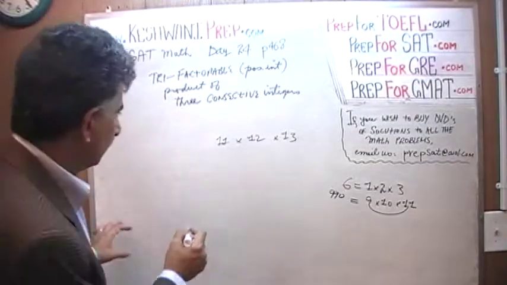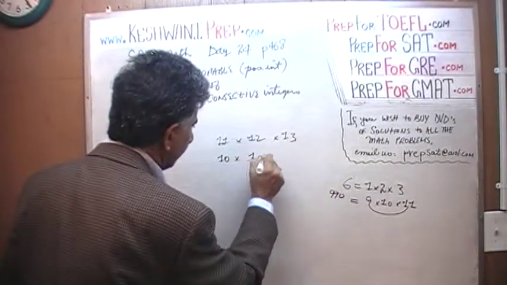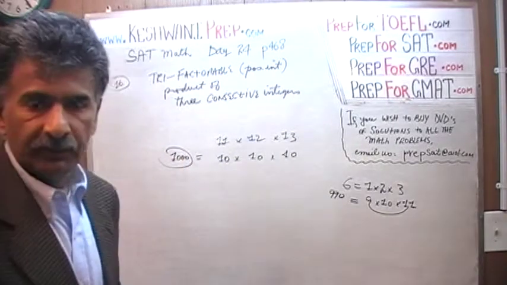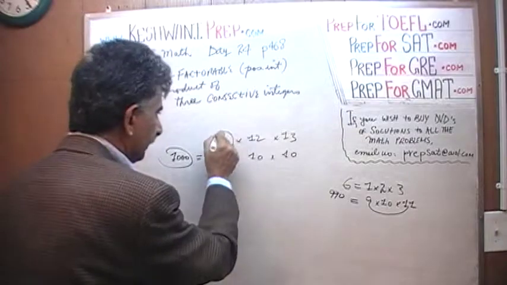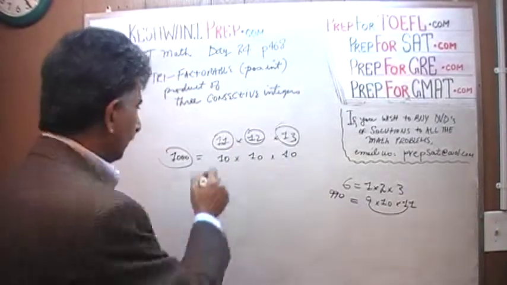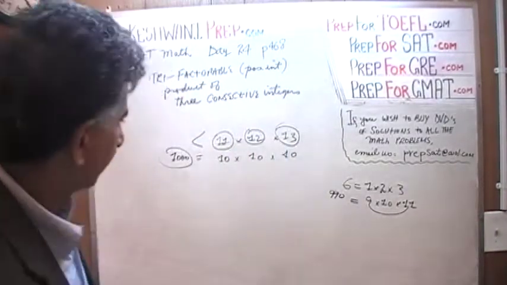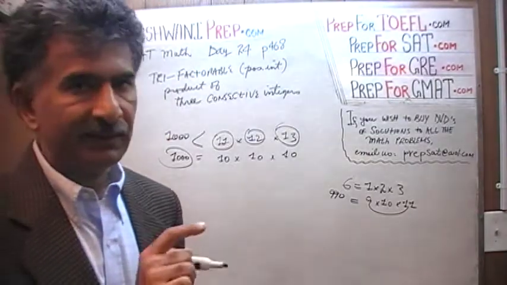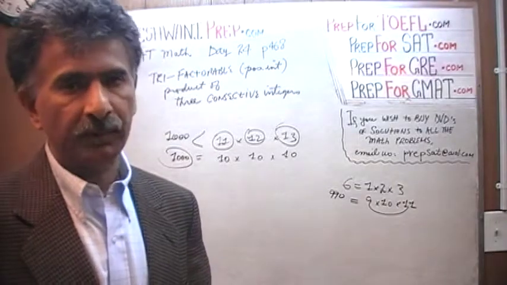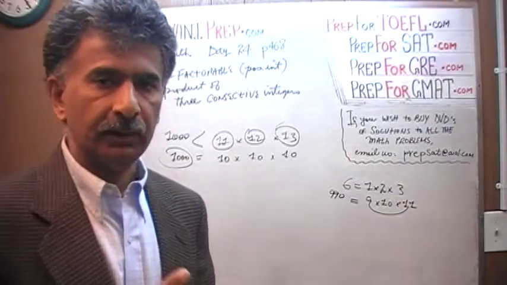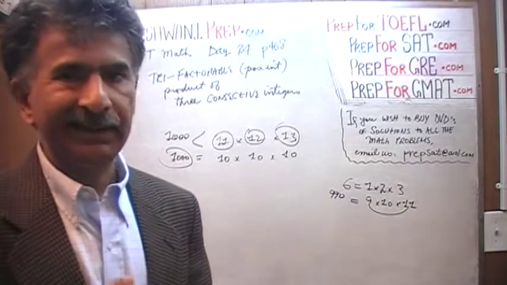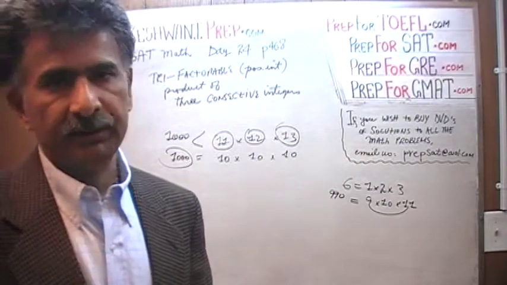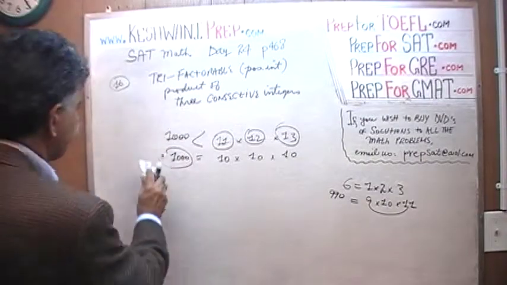Why? Because we know that 10 times 10 times 10 is 1000. If this is more than 10 and this is more than 10 and this is more than 10, their product is going to be more than 1000. Which means they cannot all be more than 10. That's what we have to understand here. That limits our choices to very few. All we have to do is figure out how many there are. Do you understand? Let's do it.